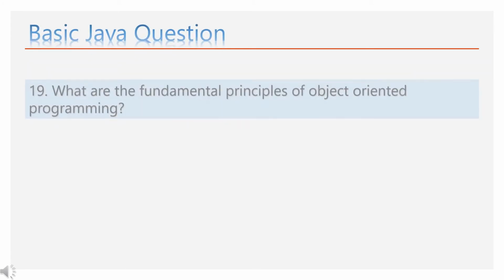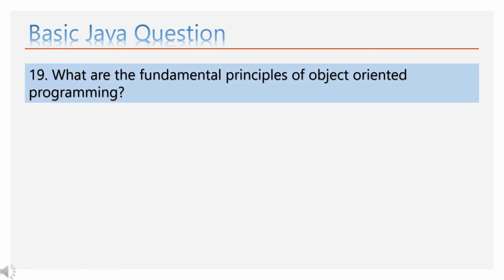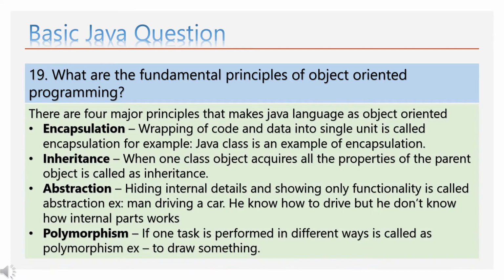What are the fundamental principles of object-oriented programming? There are four major principles that make Java an object-oriented language. Encapsulation. Wrapping of code and data into a single unit is called encapsulation. For example, a Java class is an example of encapsulation.